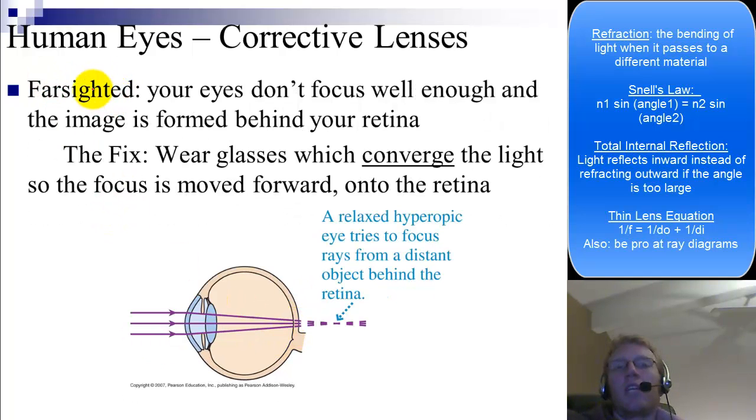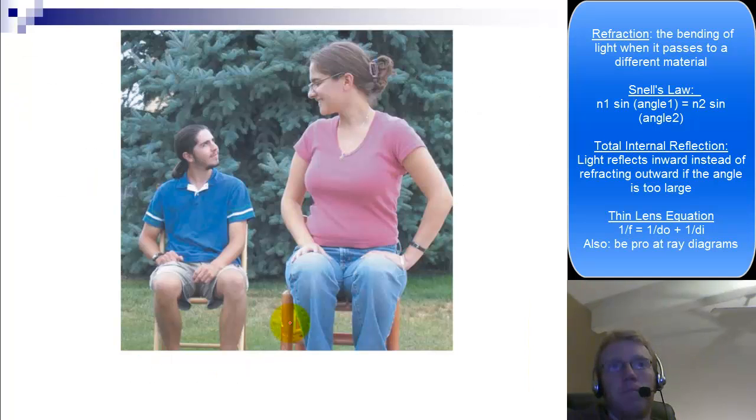Farsighted is you can see things far away, but if things are close, your eye is not able to focus it well enough. So your eye does not bend the light rays enough. So it bends them, but only a little bit, causing the image to be formed far behind your retina. So if you wear a converging lens, it'll help your eye get some additional bending power, which will bring the image up to the retina and make it be a sharp image.